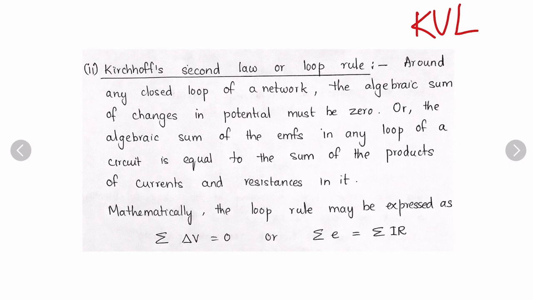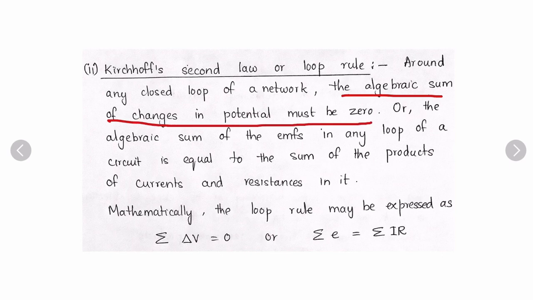So, if you take a closed loop, a part of a network, the algebraic sum of the changes in potential must be 0. That means there will be potential differences across the devices, as you already know from the previous topics. If you take the sum of all of them together, it is equal to 0.